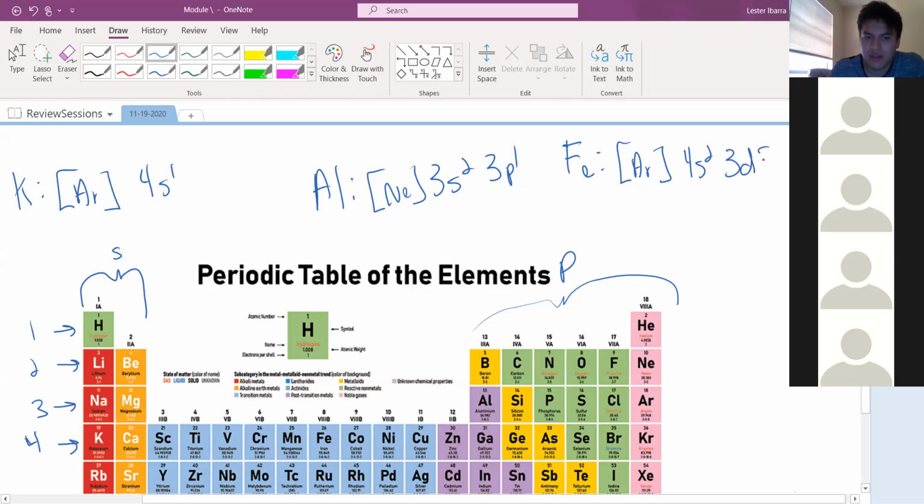3d8. Actually, 3d should be 6. I'm sorry. Pretty good. It would be 3d6 because remember that for the D section, which is the middle part where the transition metals are, whenever we're in the D section, our energy level drops 1 below the previous one. So for example, we went from 4s2 and then we go to D, therefore it's going to be 3d. We drop 1 energy level. So it'd be 4s2, 3d6. Everybody understand that?